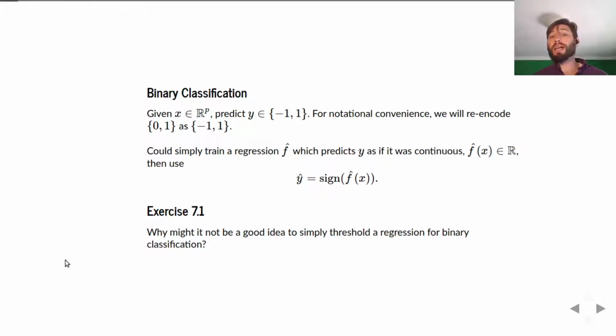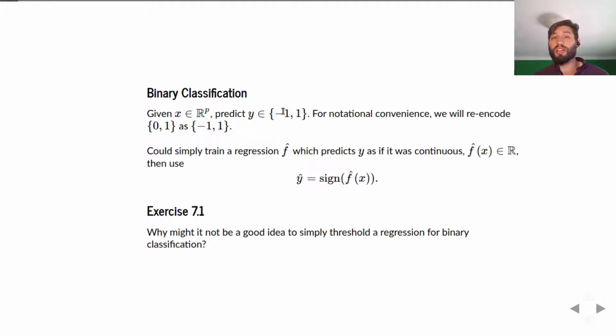We're going to come back to this, so it's important to think about this. I would like you to step back and think a little bit about why it might not be a good idea to just use regression for binary classification. Of course, the output of a regression is continuous. There's nothing forcing it to be binary. But you can, of course, just take the sign of f hat.